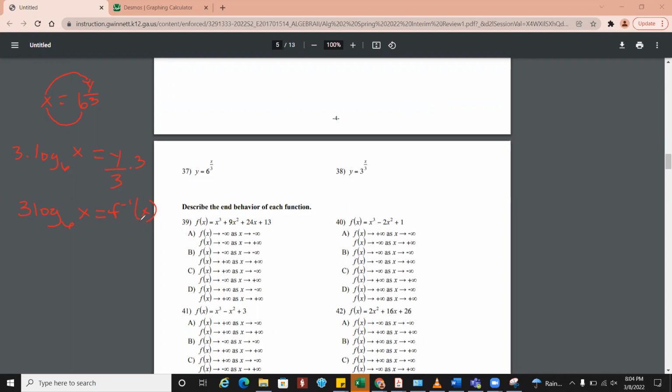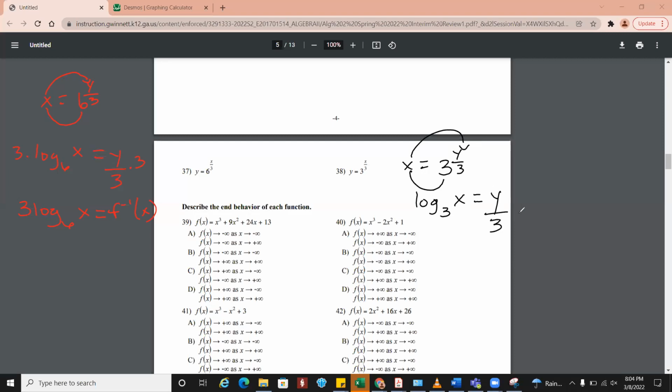You really have to make sure that you understand the whole exponential to logs for 37 and 38. So on 38, we're doing the exact same thing. We're switching our x and our y. Okay, and then we're going to put this in log form. So this is going to be log base 3 of x equals y over 3.